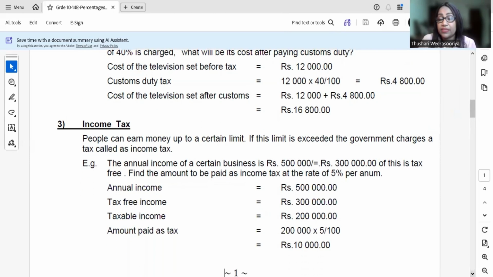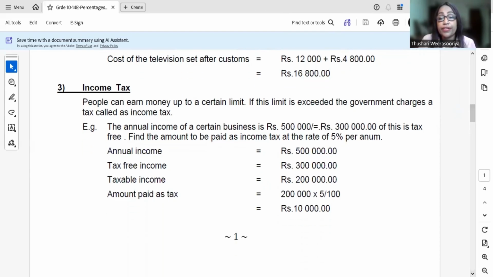See, the government has divided the tax into different types. Income tax. Now we can earn money. Most of the people do business or go to an office. They earn money. Now the government says you can earn up to a certain limit. If you exceed that limit, they have to pay the tax called income tax to the government.